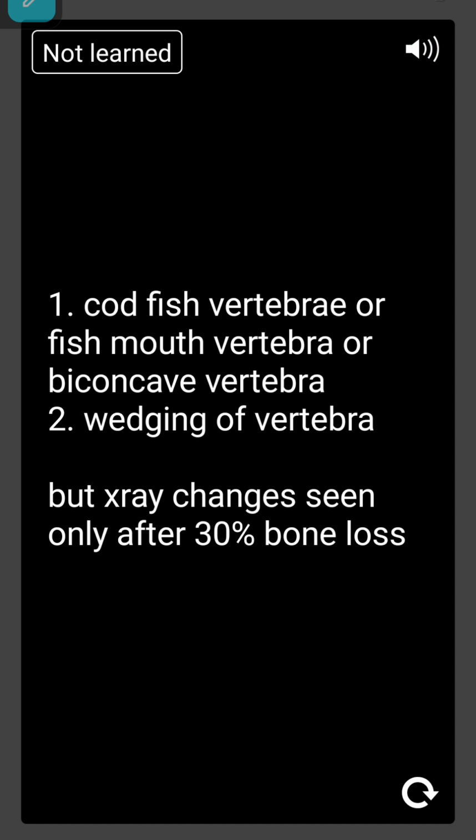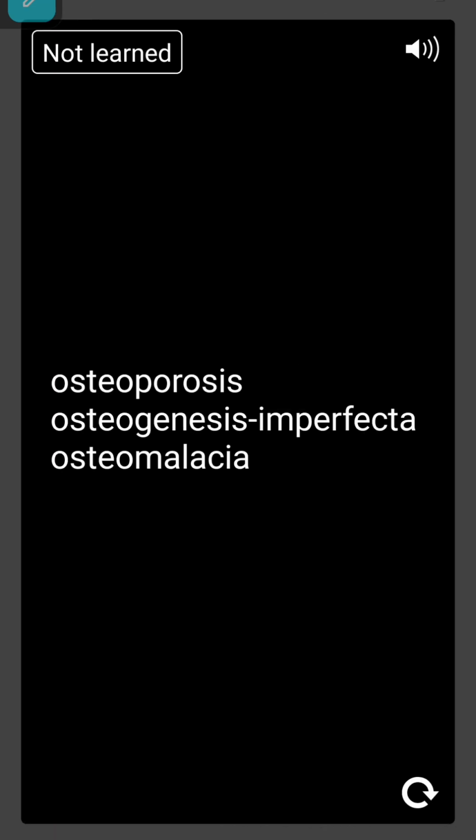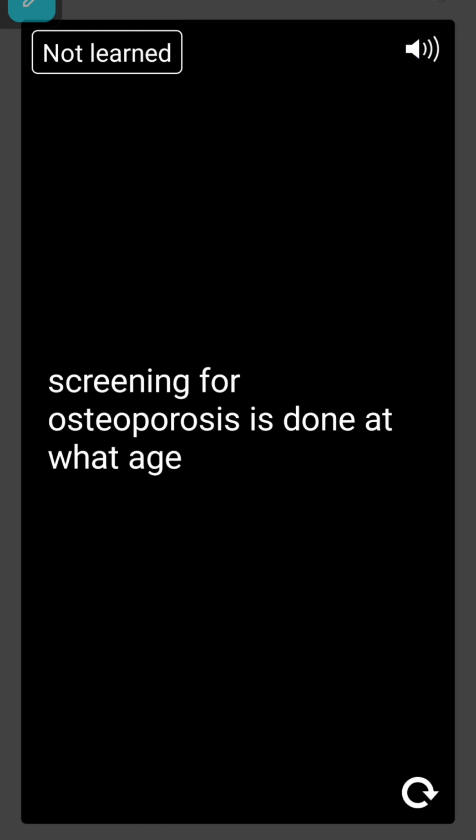Radiological features of osteoporosis. 1. Codfish vertebrae, or fish mouth vertebra, or biconcave vertebra. 2. Wedging of vertebra, but X-ray changes are seen only after 30% bone loss. Differential diagnosis for codfish vertebra: osteoporosis, osteogenesis imperfecta, osteomalacia. Screening for osteoporosis is done at what age?